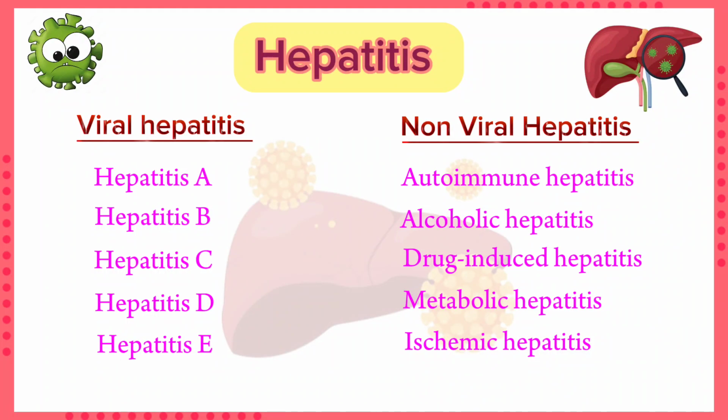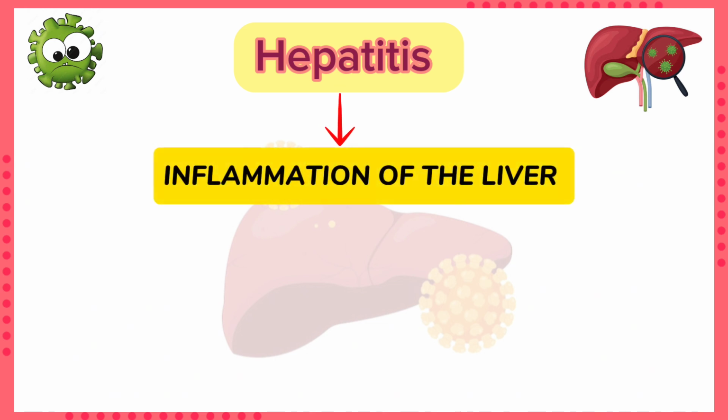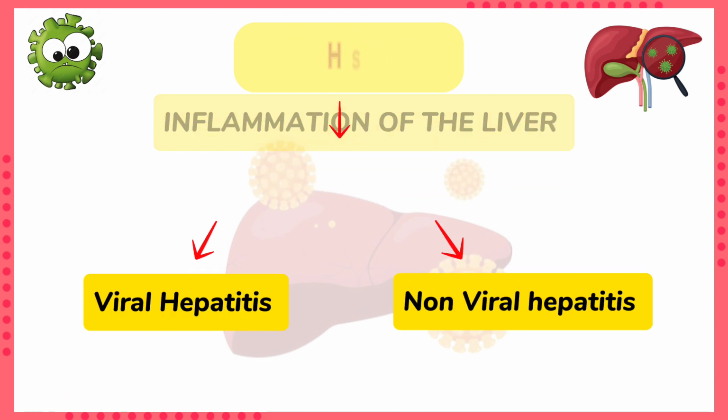In this video, we are going to discuss hepatitis and its types. Hepatitis itself is a general term that refers to the inflammation of the liver. There are two types of hepatitis. Number one, viral hepatitis, and number two, non-viral hepatitis.